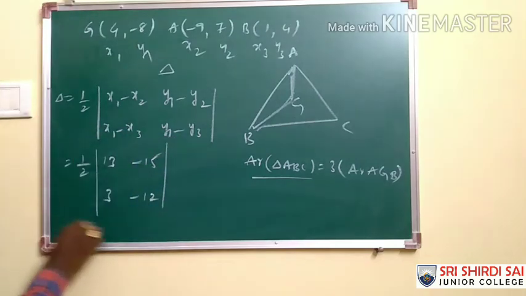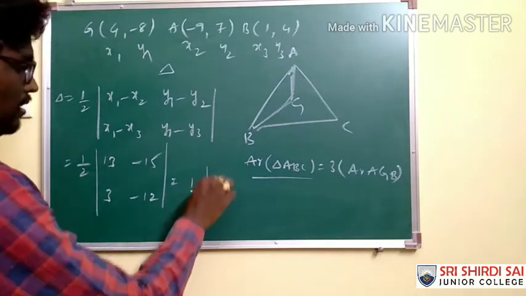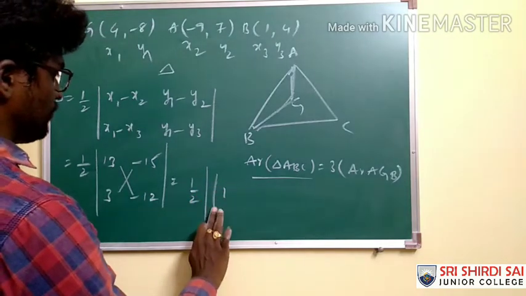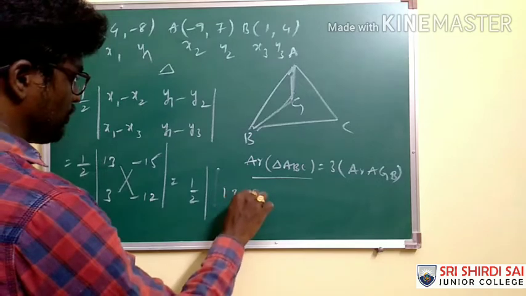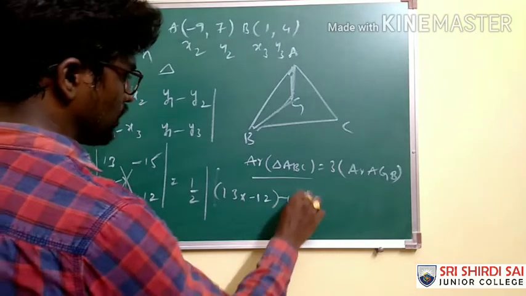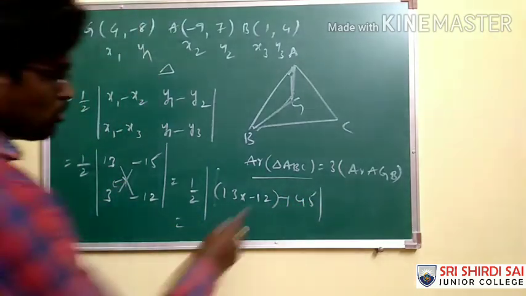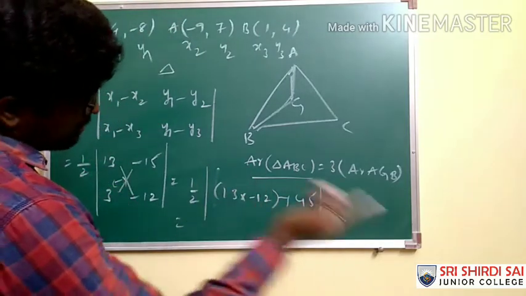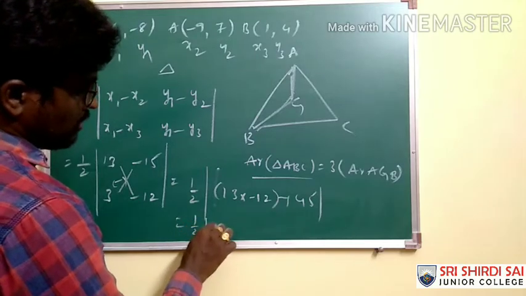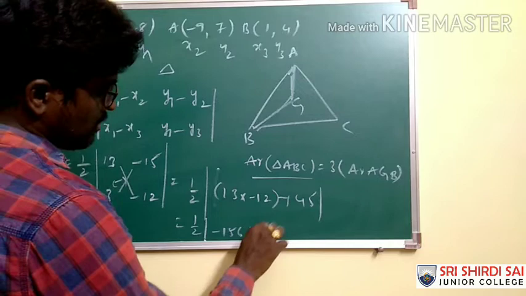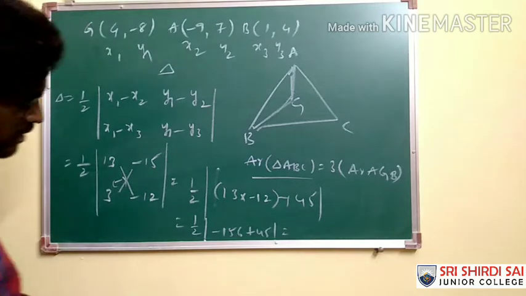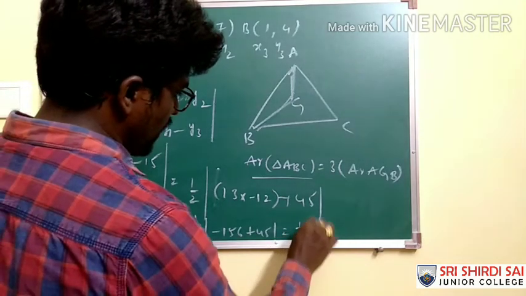Therefore I am simplifying this. What are you going to get? Half mod det, the cross product between these two. What is that? 13 into minus 12. And this side, minus into minus plus, 15 into 3 is 45. So 12 times 3 is 36, 36 plus 12, 156. Okay, half mod minus 156 plus 45, which is minus 111. So you are getting half mod minus 111.